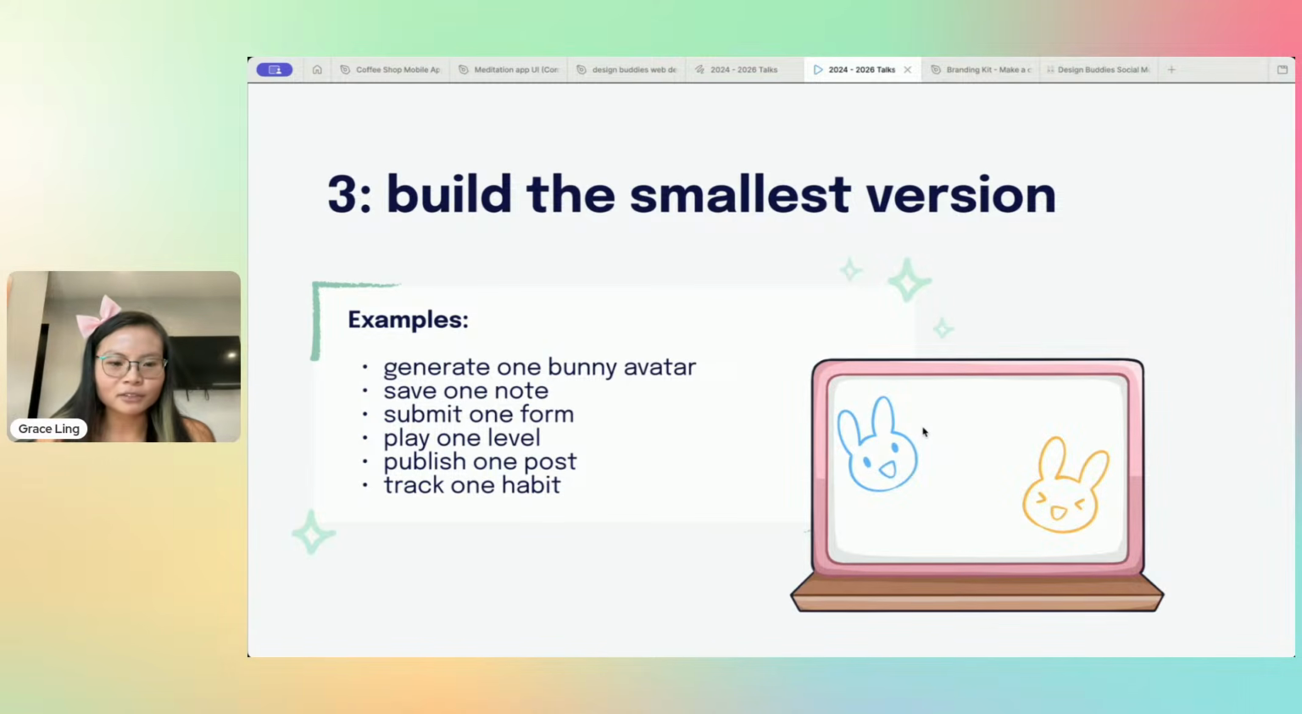You want to build the smallest version first. If you're making a task tracker app, make the core loop first, which I'll show during the demo too.